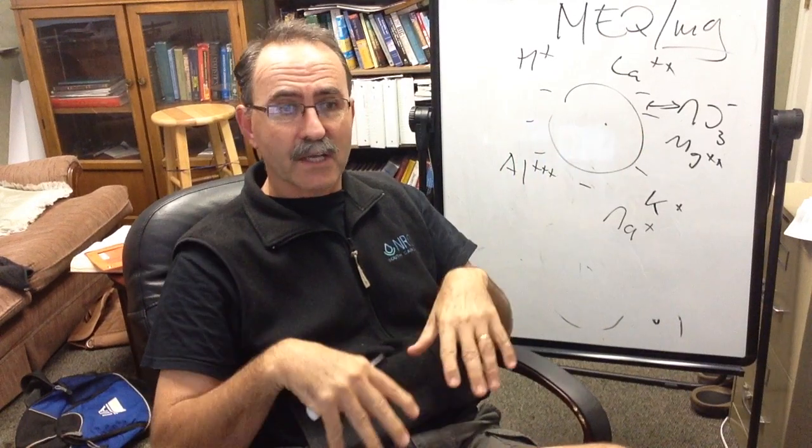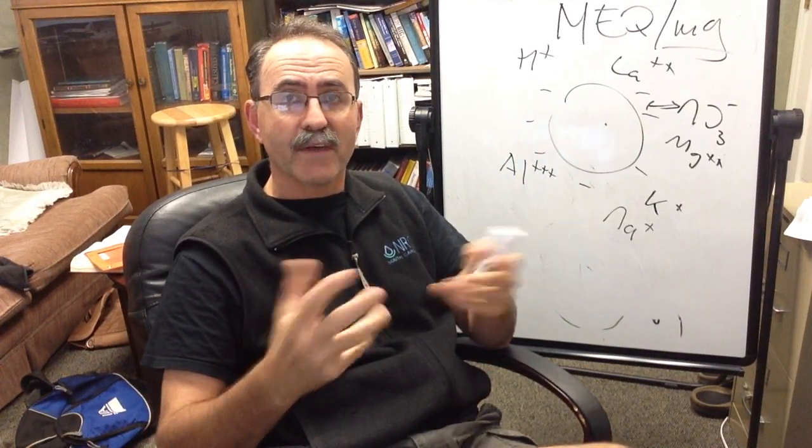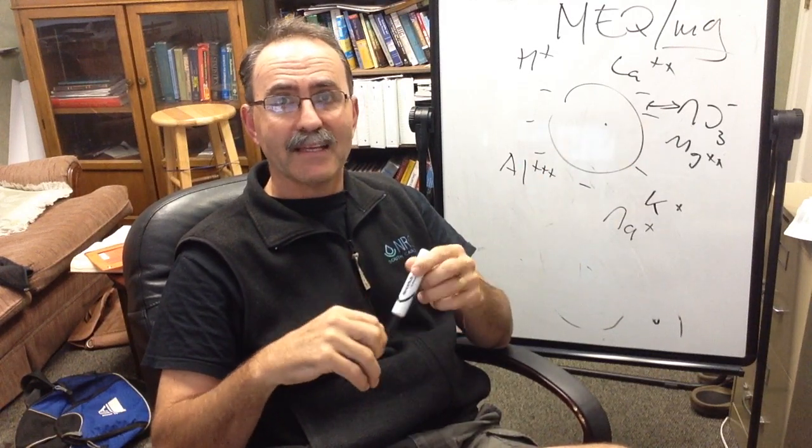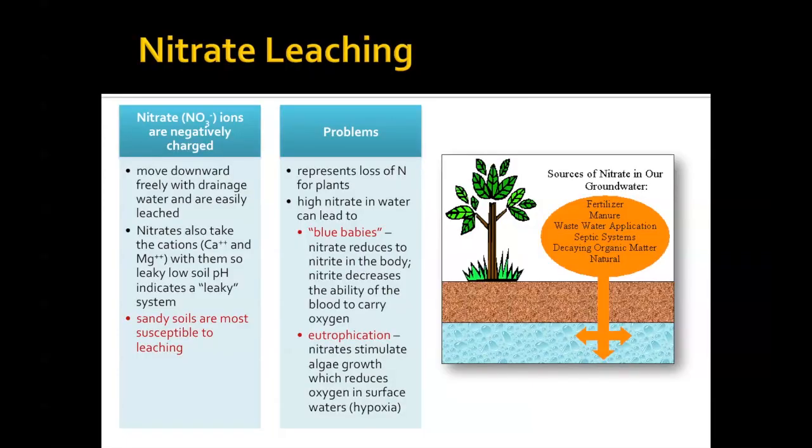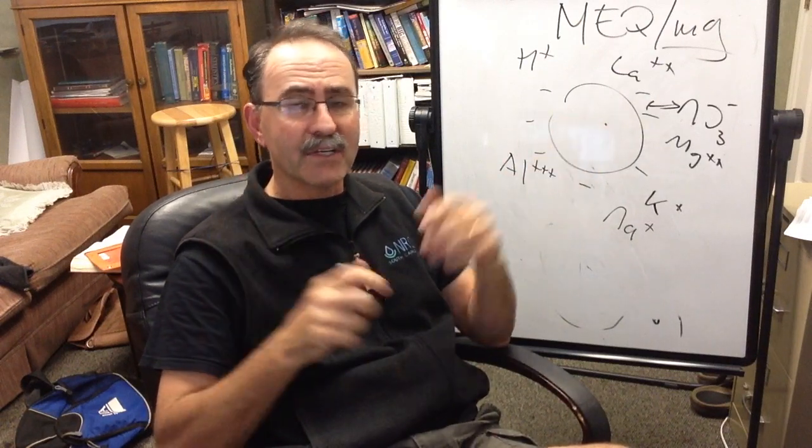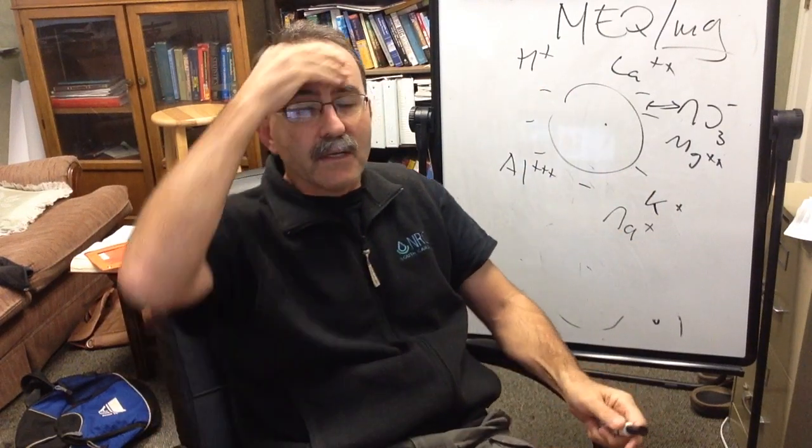And when nitrates go down the soil profile, especially if the source of those nitrates are the ammonium ion, they're going to drag calcium and magnesium out of the soil profile with them. So, in a sense, you have man-made systems that are what we call leaky. They leak nitrates, they leak calcium, and leak magnesium, leave hydrogen ions behind, and that's going to increase your soil pH.